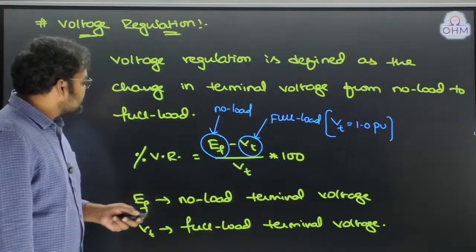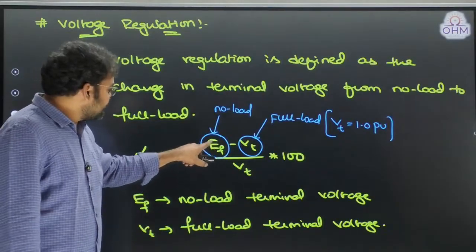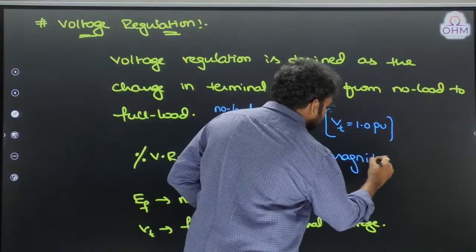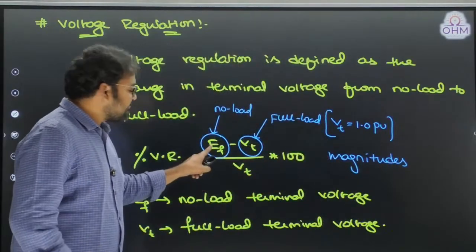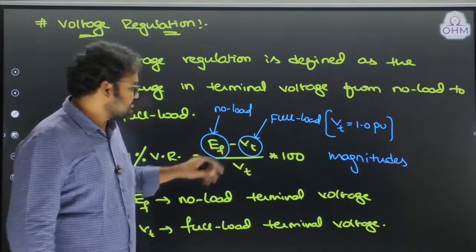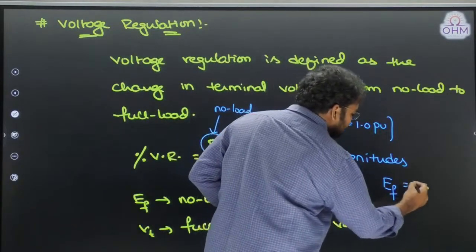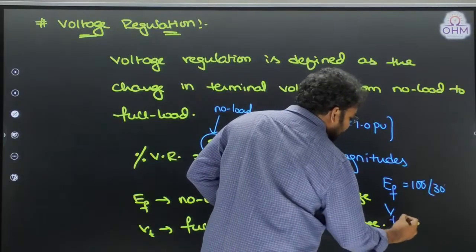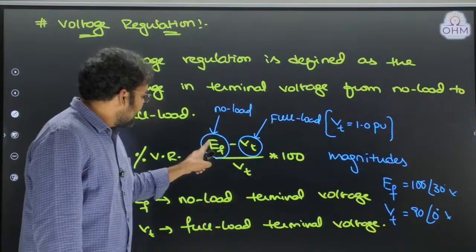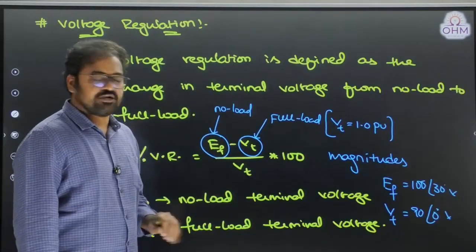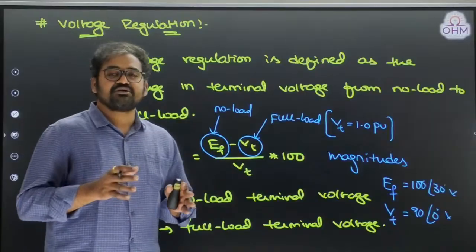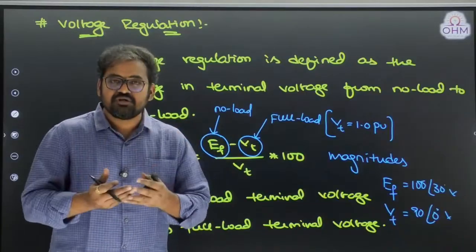Now the question is how to find voltage regulation. You just need the magnitudes of EF and VT. Remember, you have to consider only magnitudes. Generally, in the equivalent circuit, EF will be leading VT by an angle delta, but while calculating regulation, don't take that angle into the picture. Suppose I gave you a question like this: EF is equal to 100 volt at an angle 30 degrees, VT is equal to 90 volt at an angle 0 degrees. Then the voltage regulation is simply (100 minus 90) by 90. That's all, only magnitudes. Don't take 100 at an angle 30 minus 90 at an angle 0 by 90 at an angle 0. That is wrong. Voltage regulation is the change in terminal voltage magnitude from no load to full load.